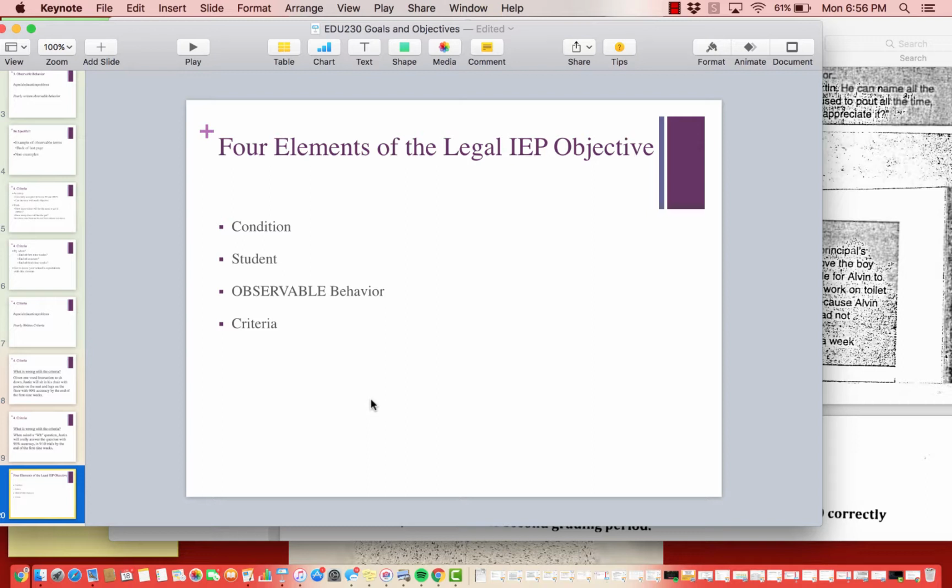And the last is the criteria. The criteria just asks you to determine to what degree of accuracy will the student be able to do that in order for you to consider that he or she has mastered it, and then can move on to another objective. Right? And you have to make sure that that criteria makes sense.